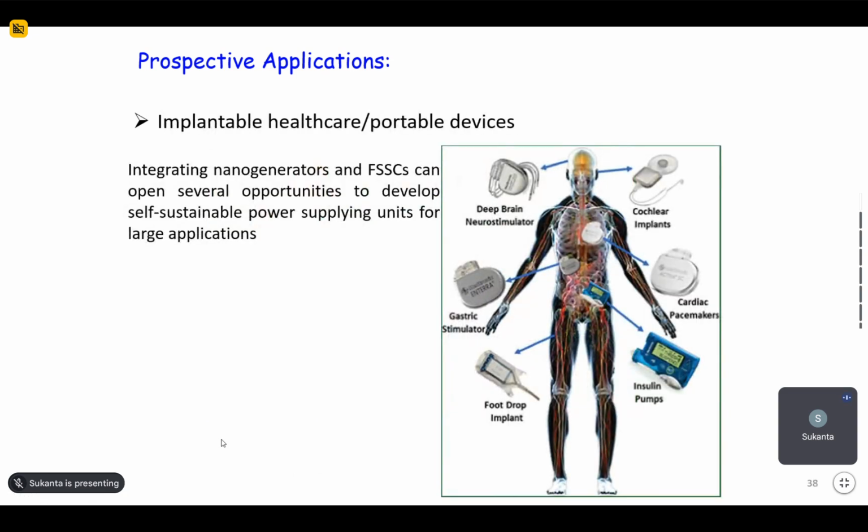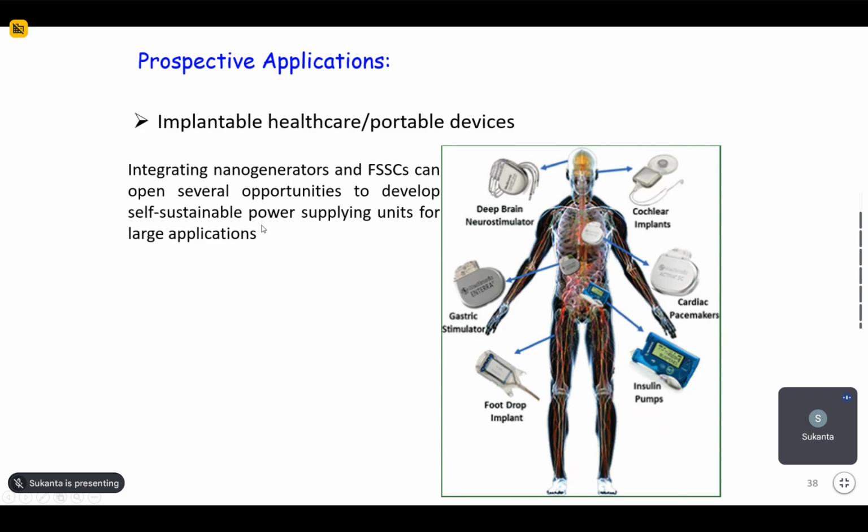I think for implantable healthcare devices, all types of portable devices, we can use the supercapacitor. How can we use the supercapacitor? We can integrate the nano generator with the supercapacitor. That nano generator will produce the energy, and the supercapacitor will give constant power to the devices. A nano generator cannot give constant power because it fluctuates. So the supercapacitor will give constant power to the implanted devices.